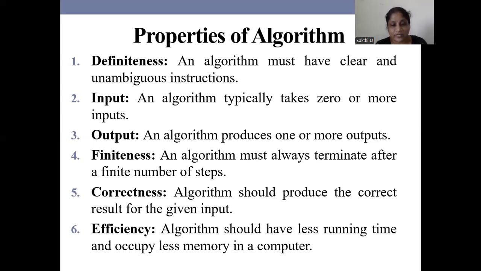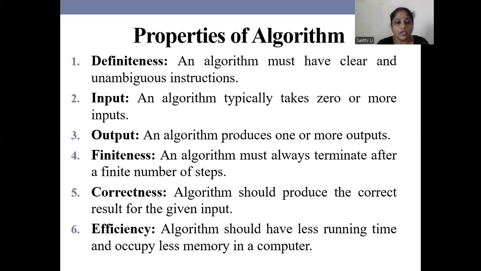And output: what the program gives is called output. It should produce at least one output; one or more outputs can be produced by an algorithm. So the third property is output. And the fourth one is finiteness. Each algorithm must terminate after a particular number of steps, within a finite amount of time. We can't wait a long time to get the result from the program, so the algorithm must give its output in a finite amount of time.